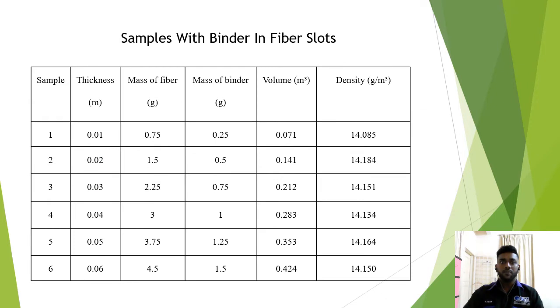For the sample with binder in the fiber slot, the process is all the same. There are six types of sample with different thickness. This is also the same as the sample without binder in the fiber slot. The density for every thickness must be the same, even though their thickness is all different, because we need to set the density the same to find out the exact sound absorption coefficient of the samples.